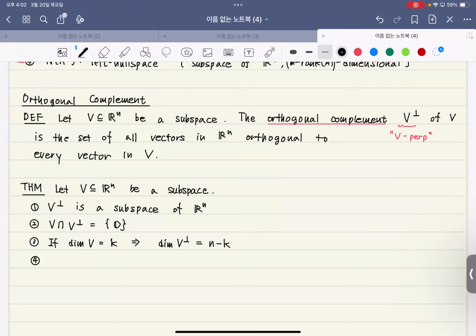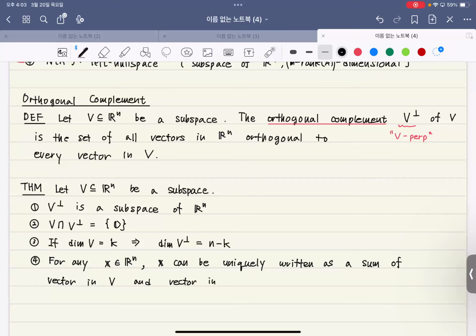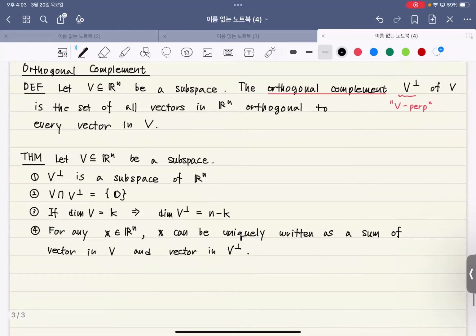And number 4 is that for any vector X from the ambient vector space, X can be uniquely written as a sum of a vector in V and another vector in its orthogonal complement. And lastly, if you take the orthogonal complement of the orthogonal complement, if you take the orthogonal complement twice, then what would you expect? Then that is going to be your original vector space V.